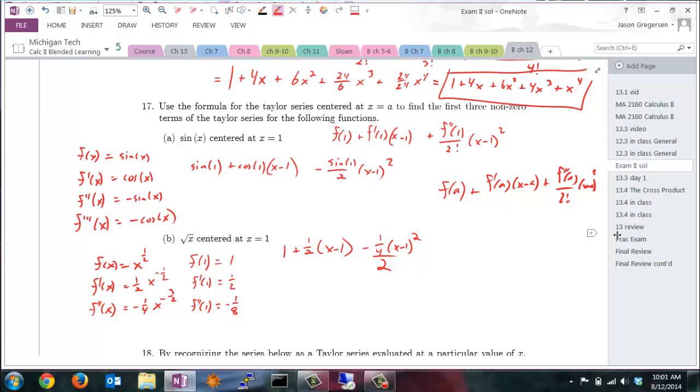Attached the question. Any questions from the exam?